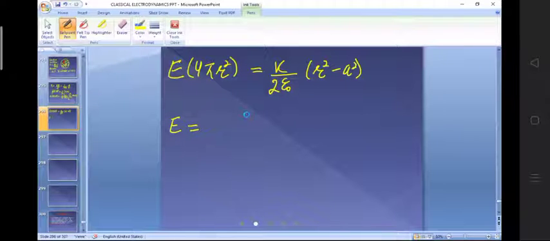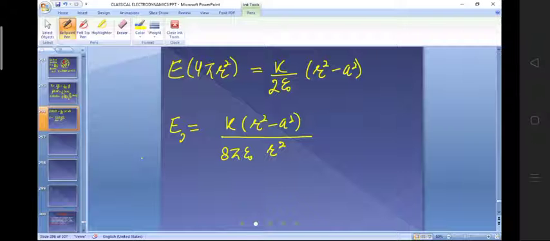Take care here, beta. So it will be equal to k multiplied by r square minus a square divided by, 2 4 so 8, here it will be 8 pi epsilon naught multiplied by r square. This is the electrostatic field, rather E2. Now the net electrostatic field will be obviously equal to E1 plus E2, where E1 is the electrostatic field due to the point charge and E2 is the electrostatic field because of the shell. Right?